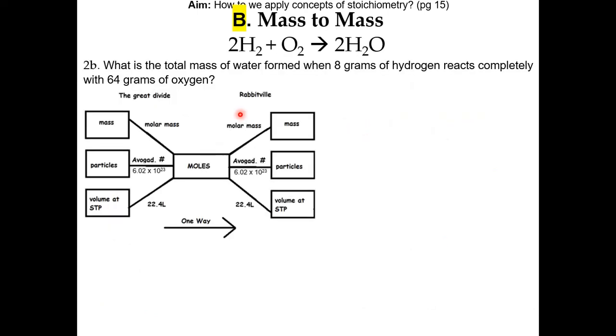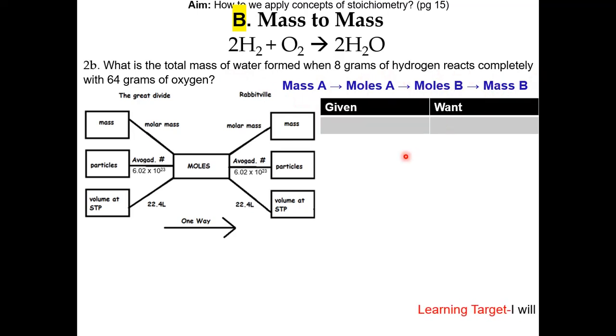So I'm going to do one more question. Question 2b, what's the total mass of water formed when 8 grams of hydrogen reacts completely with 64 grams of oxygen? Since we're given mass and we're solving for mass, this will be our general strategy from mass of A to moles of A to moles of B to mass of B.